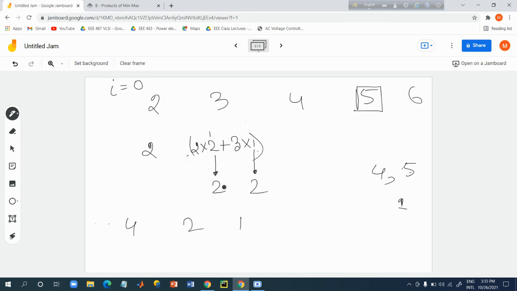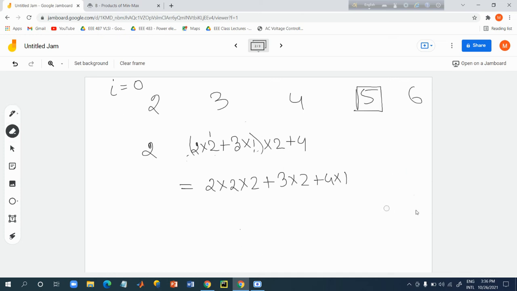So we have pre-calculated this one, right? So these are the possible options for 2. So now what we have to do, we have to multiply this thing by 2 plus the current element 4, right? So if we multiply this element by 2 and plus 4, we will get 2 into 2 into 2 plus 3 into 2 plus 4 into 1, right? So we will get this thing. What this represents is the number and the possible subsets, right?